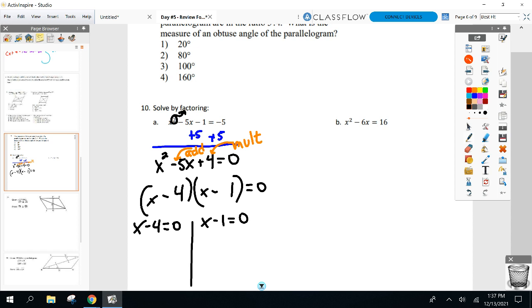Solve for x. X equals 4. And x equals 1.